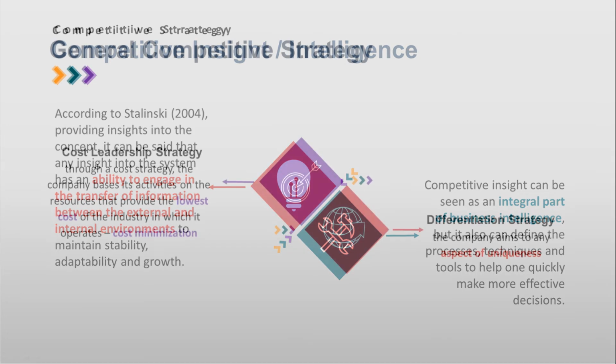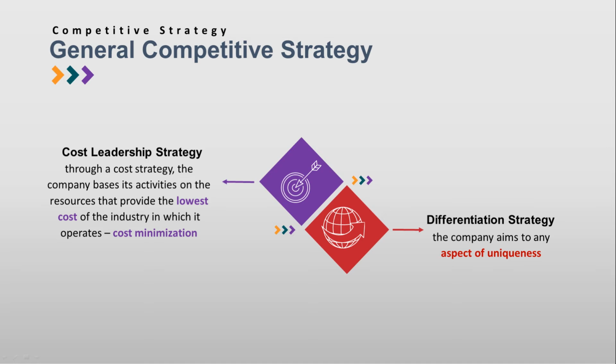The general competitive strategies, according to Porter, are applied for a company to gain a sustainable competitive advantage. These strategies are cost leadership, differentiation, concentration of cost, and concentration of differentiation.